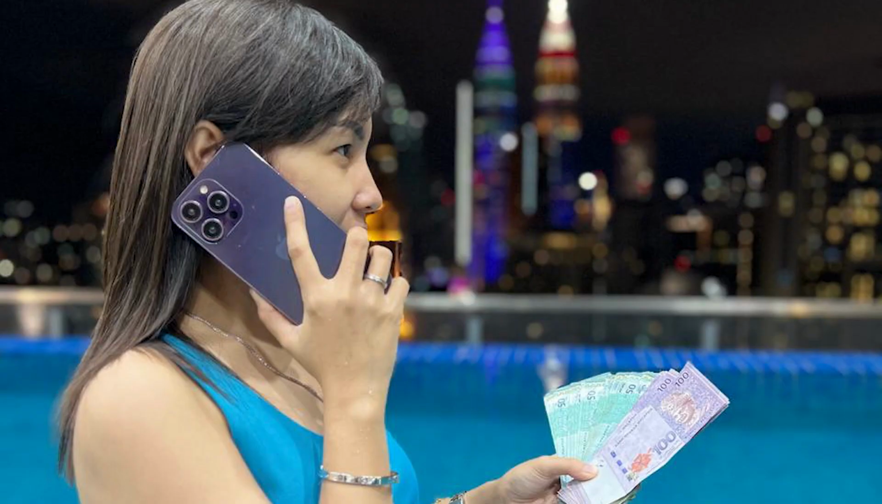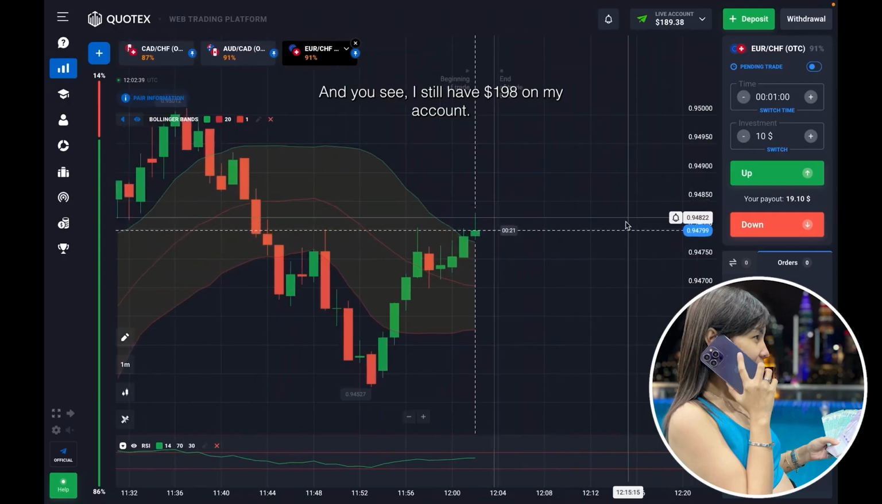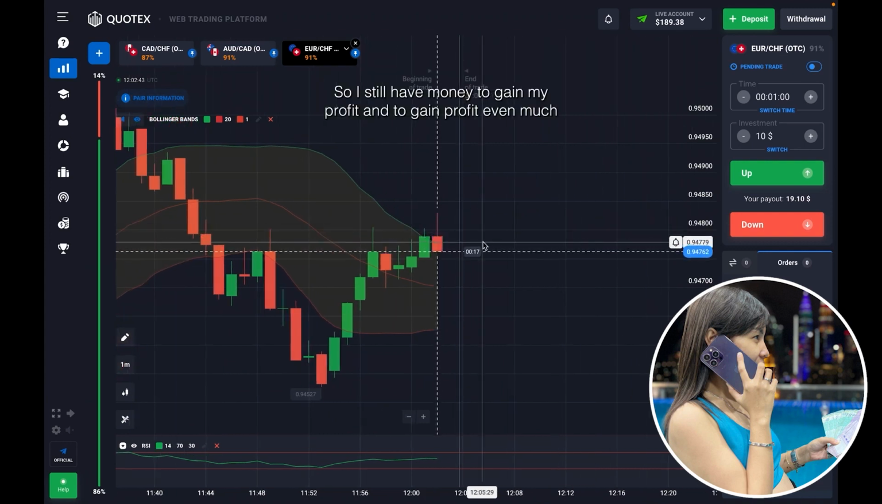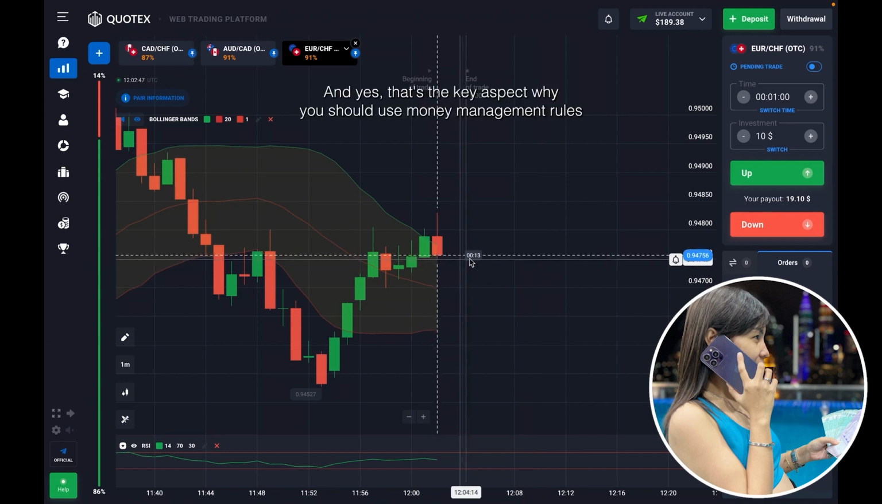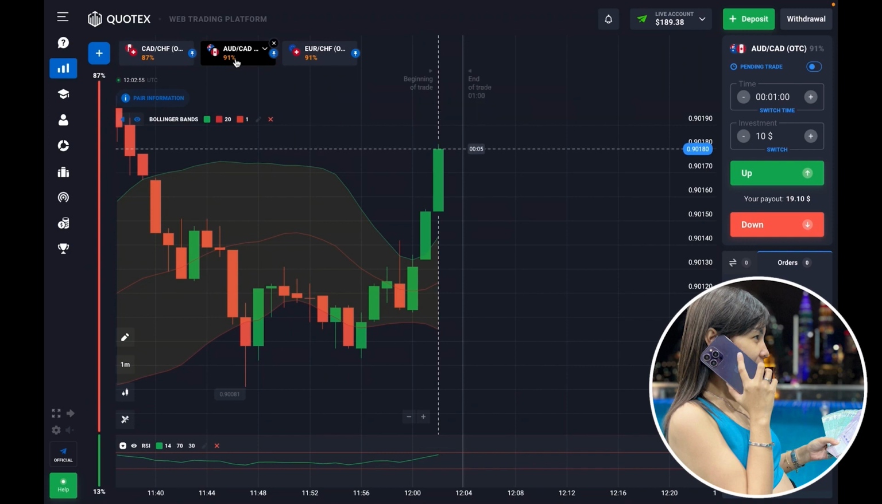I invested here just $10, which was 5% of my wallet, and you see I still have $198 on my account. I still have money to gain a profit, and to gain a profit even much bigger than my losses. So yes, this is a key aspect of why you should use money management rules. And let's go to Australian dollar, Canadian dollar, sorry, and let's gain a profit here.